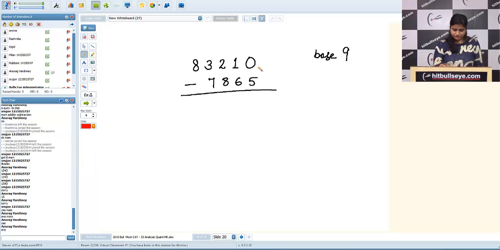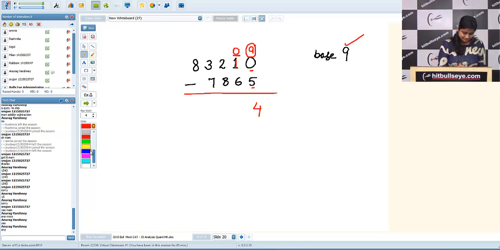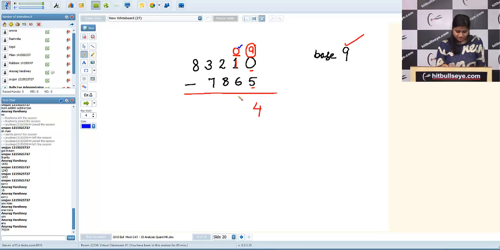So let us start. From 0 we cannot subtract 5, so I'm taking a carry. From 1 you are borrowing a carry to the right hand side, so you are left with 0 here. And this carry will become a base, which was 9. From 9, subtracting 5 will give you 4. Now coming to the second place, the tens place. From this 0, you cannot subtract 6. Let us wait, Anurag, let me explain. You will take a carry from the left hand side. It will become a 9. So 9 minus 6 is 3.